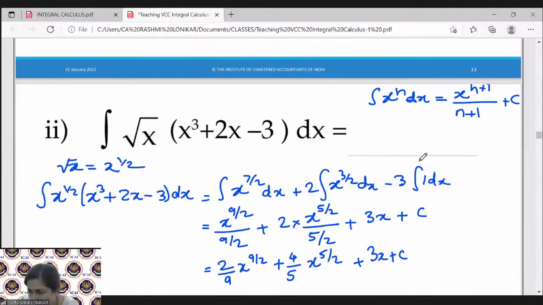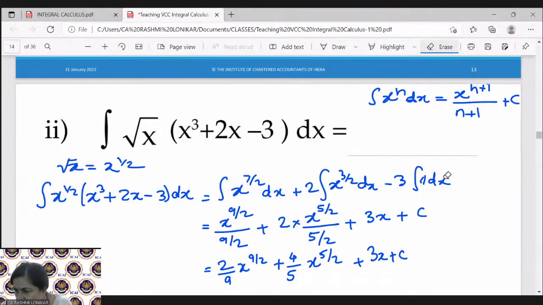Oh, I forgot to multiply here. This is equal to... this is not. This is the integral of... see, I multiplied this root x into 3 by 2, root x into 2x, root x into... so this will be x to the 3 by 2 integral dx.